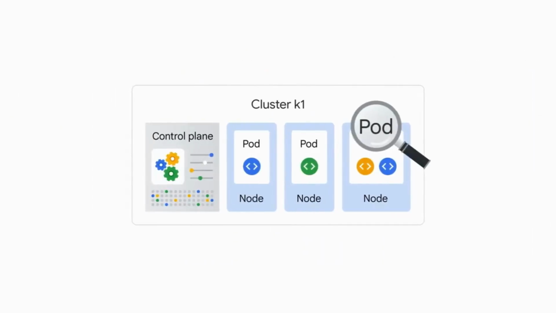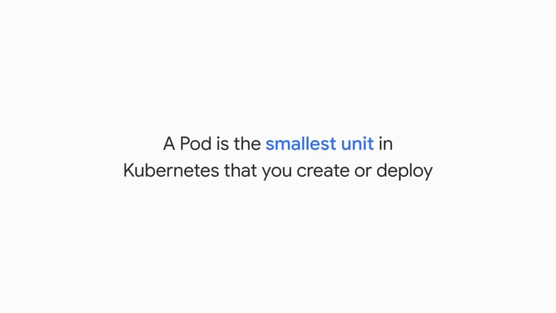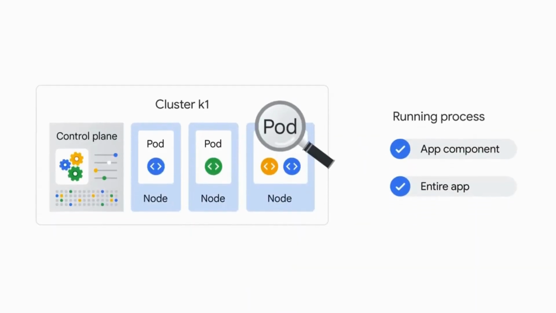Deploying containers on nodes by using a wrapper around one or more containers is what defines a pod. A pod is the smallest unit in Kubernetes that you can create or deploy. It represents a running process on your cluster as either a component of your application or an entire app.